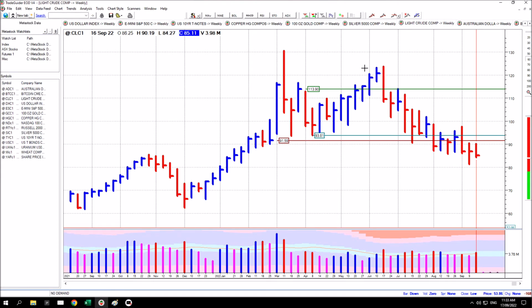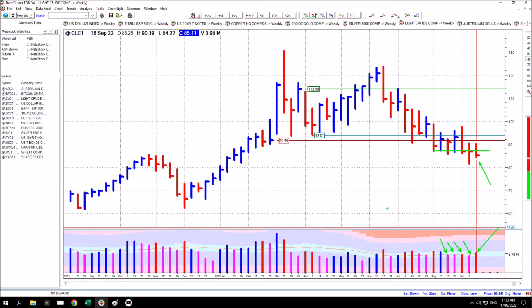Light crude futures continue to drift lower. Volume increased this week. Spread narrowed this week. There's quite a bit of uncertainty in this market at the moment. There's periods of buying support come in, and then price is forced to drift lower. Supply doesn't appear to be particularly high.